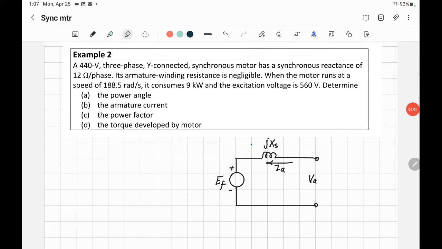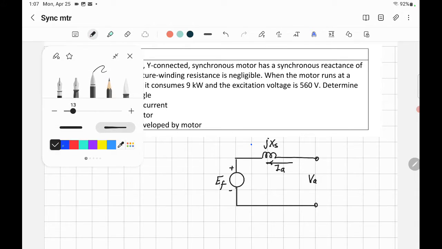Hi, that's the second example for synchronous motor. Okay, let's go ahead and read the problem here. You've got a 440 volt three-phase Y connected. Any value given in a three-phase machine means line to line, always. So since we are using the equivalent phase circuit, you always convert line to line into phase by dividing by square root of 3 because you're using Y connected.